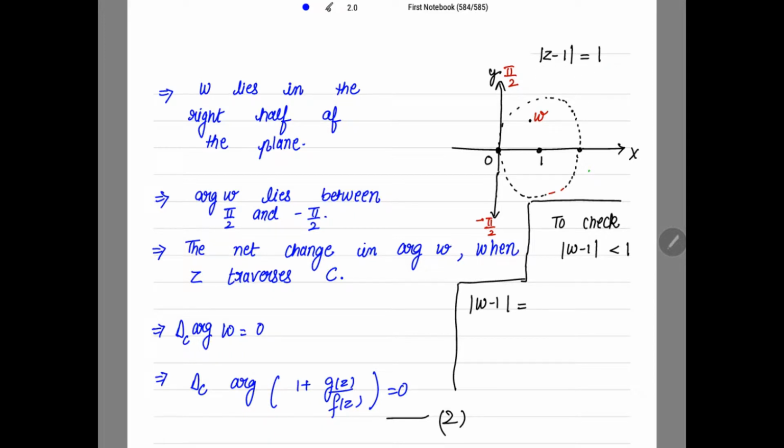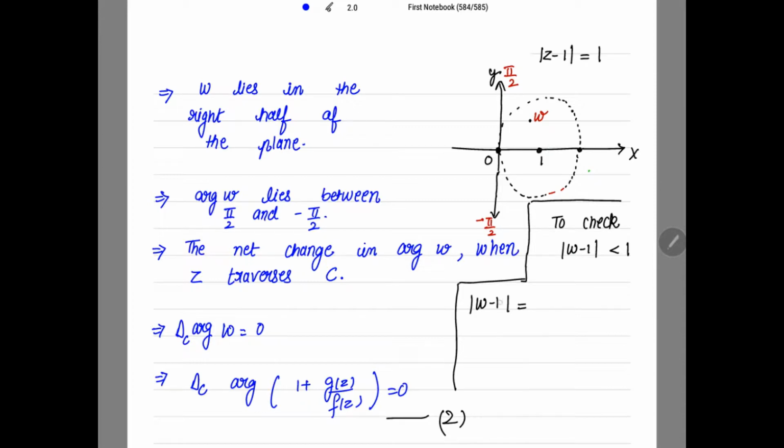Now to check whether w lies inside the circle, we need to see that mod of w minus 1 should be less than 1. So I should place the value of z to be w, and check that this mod w minus 1 should be less than 1. Is this less than 1 or not? If this mod is less than 1, it means this w is lying inside the circle, right?